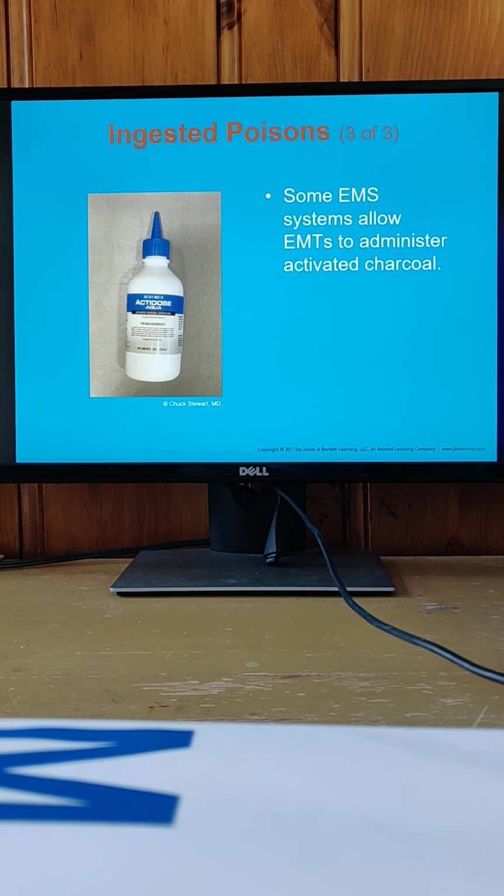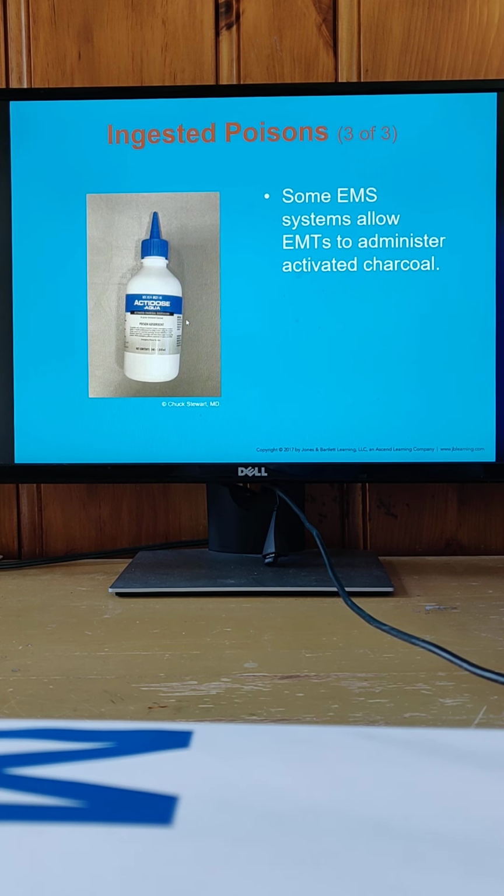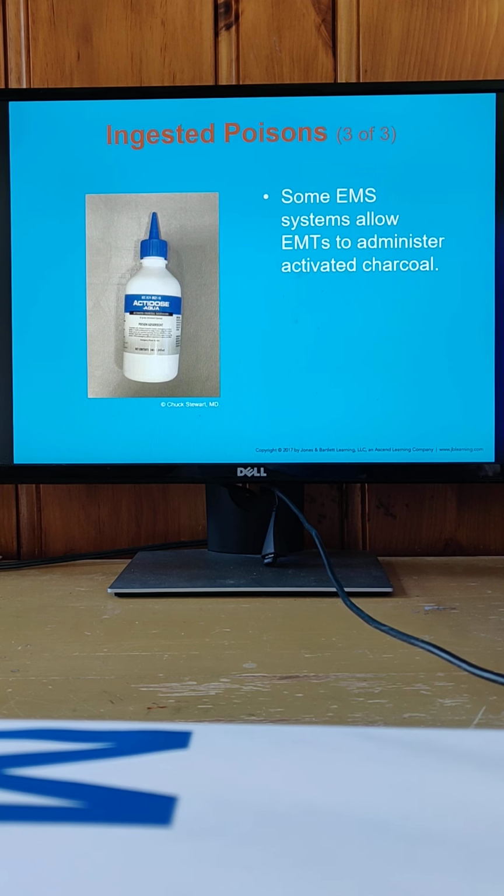Ingested poison. Some EMS systems allow EMTs to administer activated charcoal. It is basically charcoal mixed with water. You've got to shake it really, really well, and you have the person drink it. If you take a look at the charcoal, it has very minute cracks. The charcoal has been ground down to such a powder that in order to actually see a piece of charcoal, you've got to put it under a microscope. When you look at that piece of charcoal under the microscope, you see hundreds and thousands of cracks all over it.